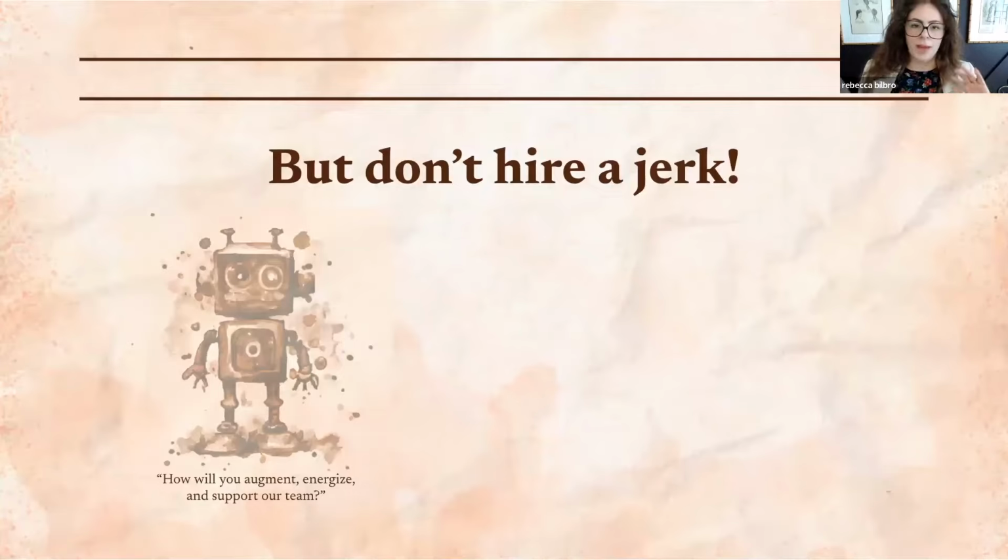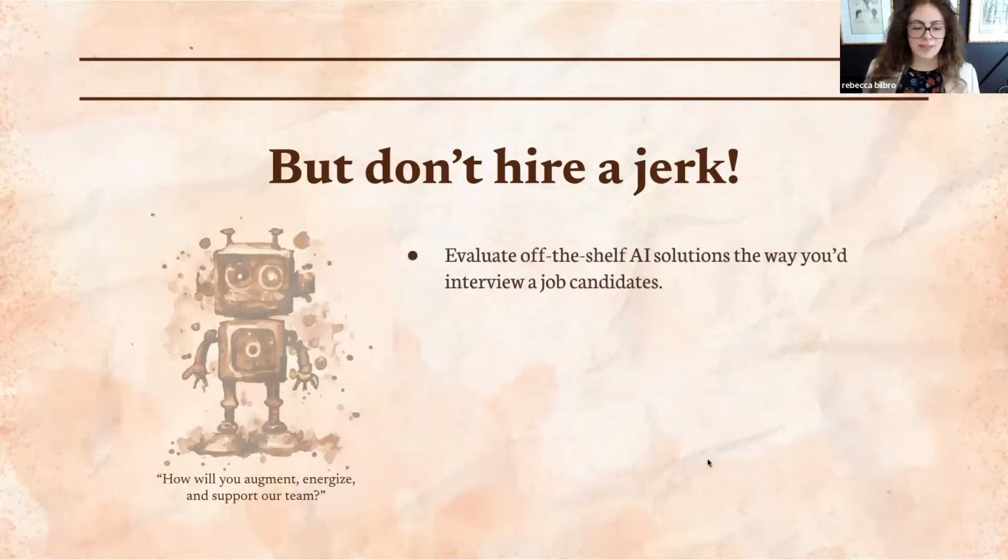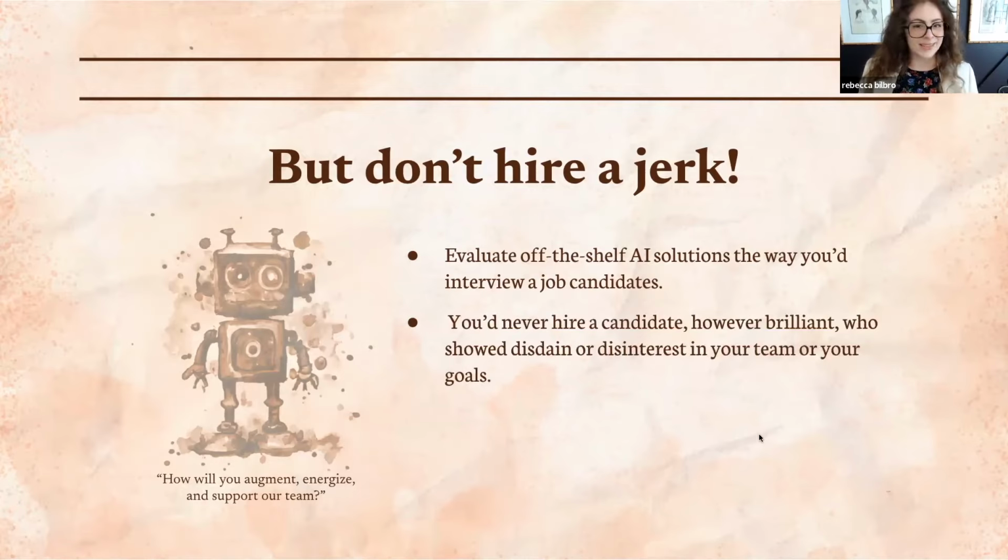So if a custom AI model is like the intern that shows up on their first day of work and they're clueless, but really happy to try to help you, the way that I think about off-the-shelf AI tools is kind of the way that I would interview a senior engineer on my team. I'm going to ask them, how are you going to augment and energize and support the team that I already have? Because when you hire somebody, that's who your team is going to work with, right?